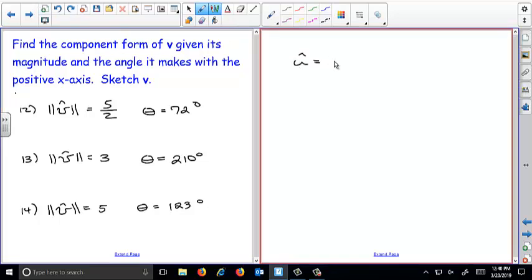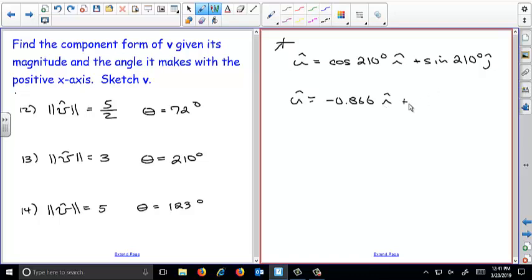So the unit vector is the cosine of 210 i plus the sine of 210 j. Now 210 is going to be in the third quadrant, so both of these should be negative. The cosine of 210 is negative 0.866. I just said it was negative and I put a positive sign here. The sine of 210 is negative 0.5. So that's the unit vector in the direction of 210 degrees.